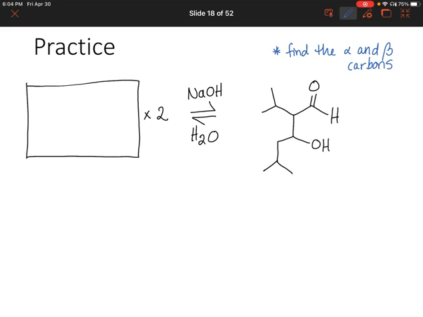Okay, so let's find the alpha and beta carbons in our product. So we'll start at the carbonyl carbon and move 1 carbon over. That is our alpha carbon. And then we're going to move 1 more carbon down to the alcohol carbon there, or the carbon connected to the alcohol, and that is the beta carbon. So what we can do is say, okay, that is our new bond that formed in the reaction. And let's just cut that in half.